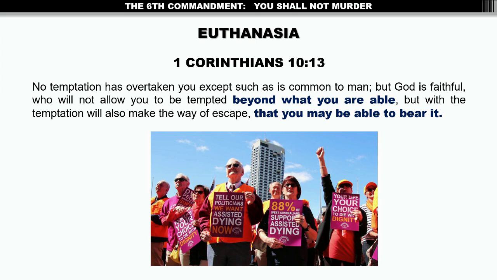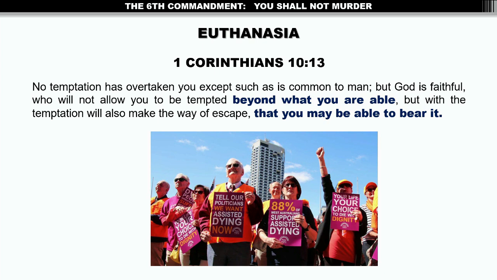Now, the Apostle Paul wrote in 1 Corinthians 10 verse 13, no temptation has overtaken you except such as is common to man, but God is faithful, who will not allow you to be tempted beyond what you are able, but with the temptation will also make the way of escape so that you may be able to bear it.